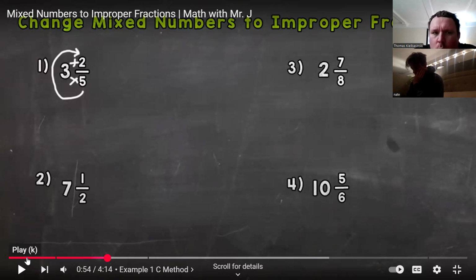So, what is 5 times 3? 15. What's 15 plus 2? 17. So 17 is the top number. What's the bottom number? The 5. Yep.